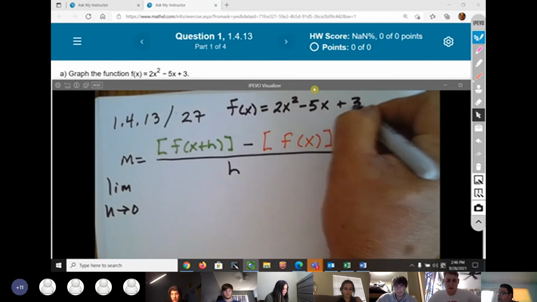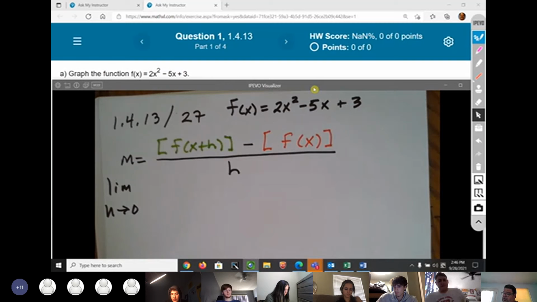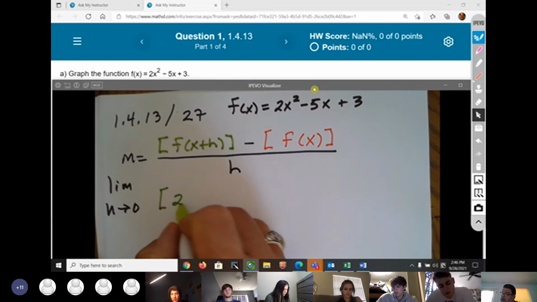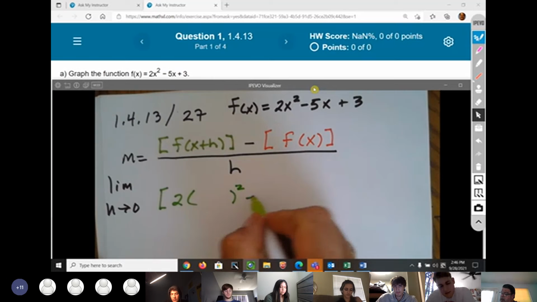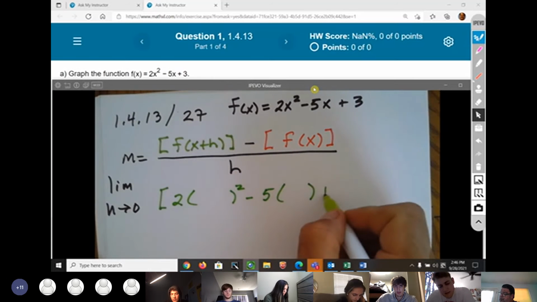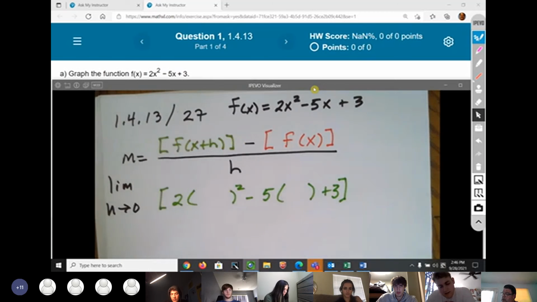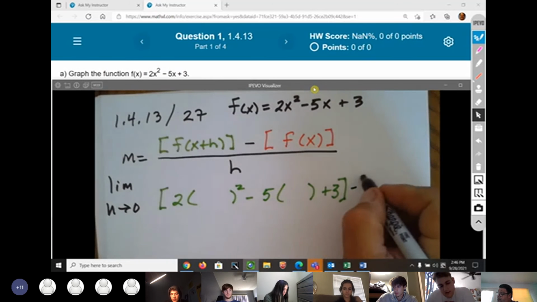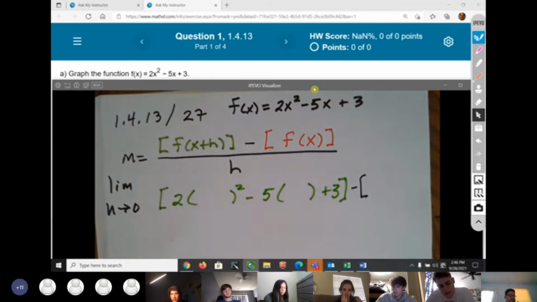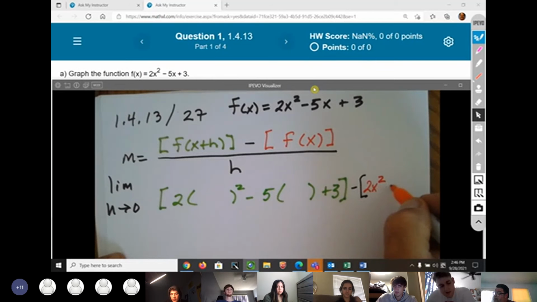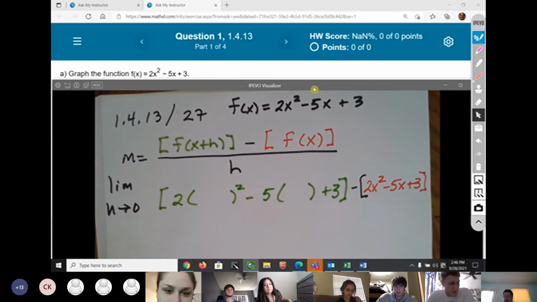And I'm going to rewrite in green 2x squared minus 5x plus 3 minus f of x. I feel like I've done this one before. You have done this one before. Okay, I'll do it one more time and that's it. Because I've already started it. I'm sorry, but I've already started it.